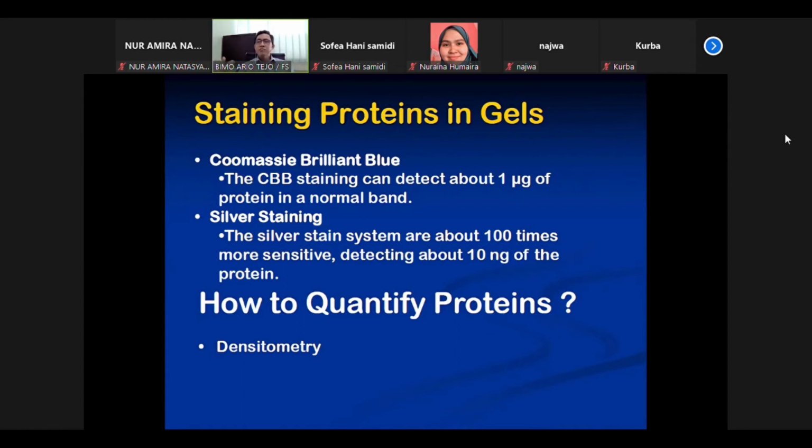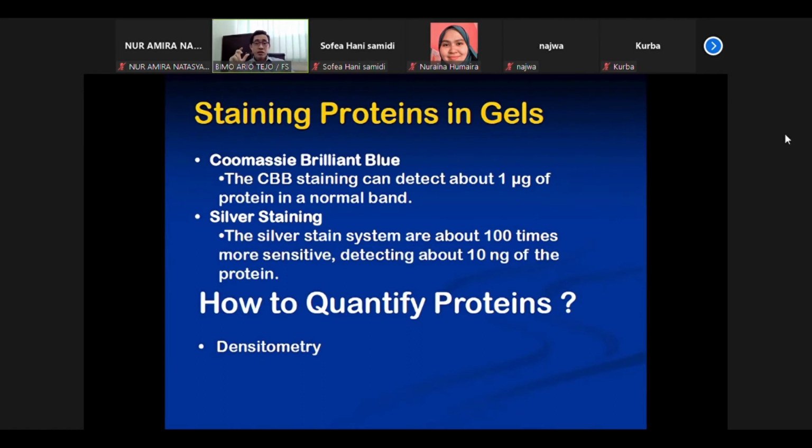But sometimes there are proteins with low quantity, with low amount, especially when you are dealing with sample from organism, from human, from animal, there are proteins with low amount, which CBB cannot detect, because the amount is less than 1 microgram. In that case, you have to use different staining method, which is silver, and then the color is brown. It's more sensitive, it's about 100 times more sensitive. It can detect as low as 10 nanogram of protein.